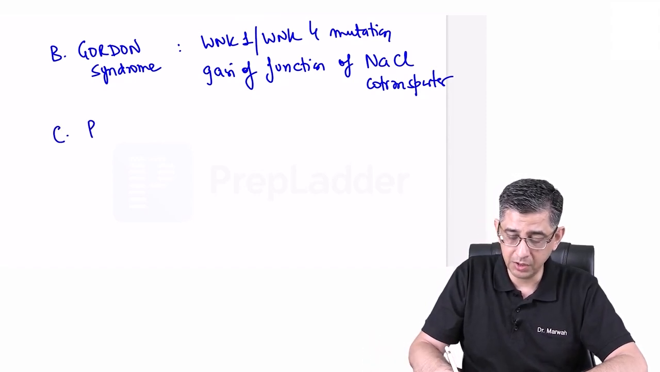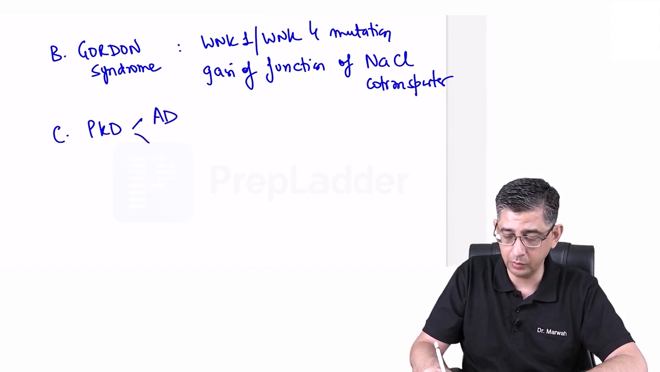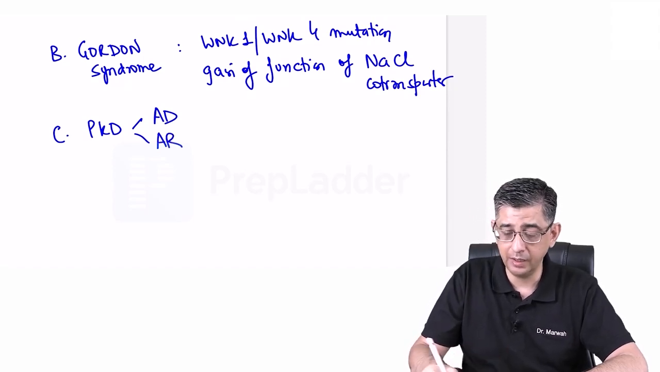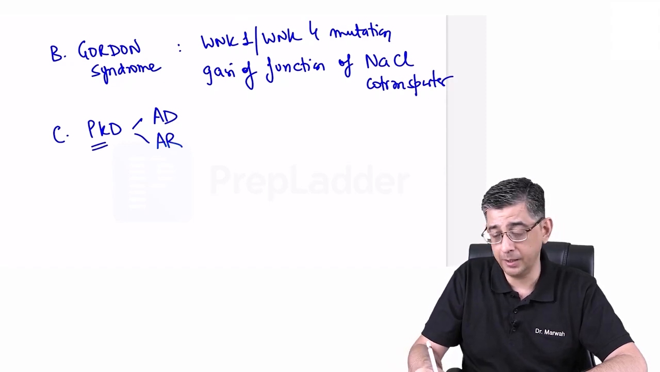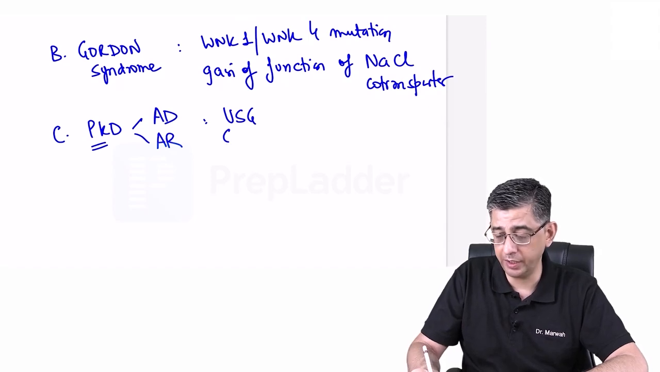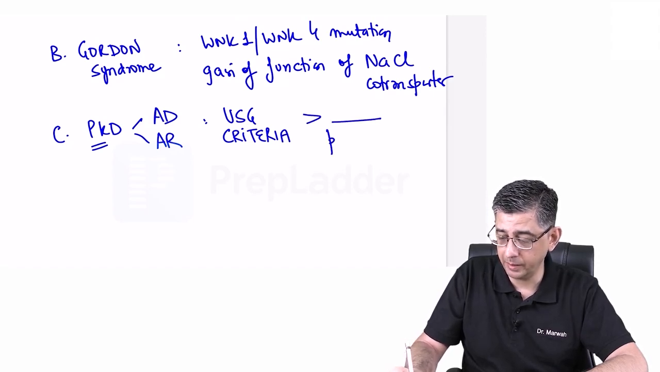Then could be polycystic kidney disease, which is of two varieties. I mean, the adult onset is autosomal dominant, the pediatric one is autosomal recessive. And since you read this topic in pathology as well, so please tell me the ultrasonographic criteria for diagnosis of polycystic kidney, that is more than how many cysts should be present per kidney to call it polycystic.